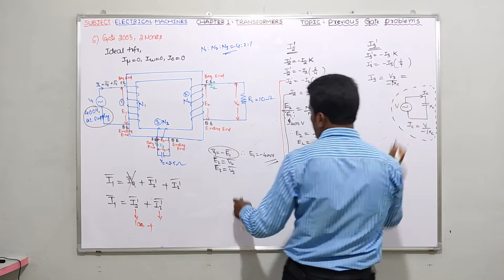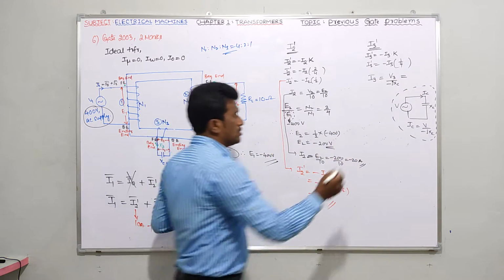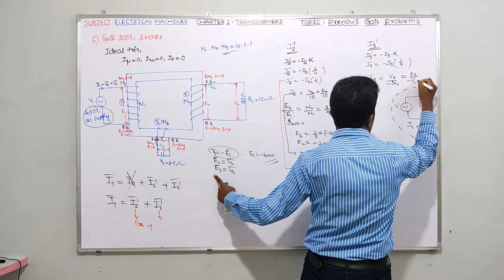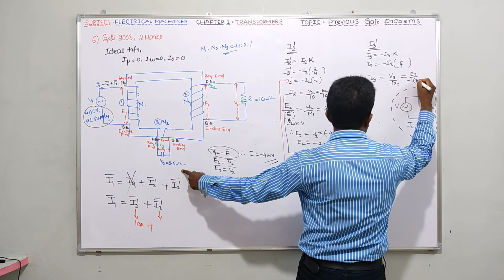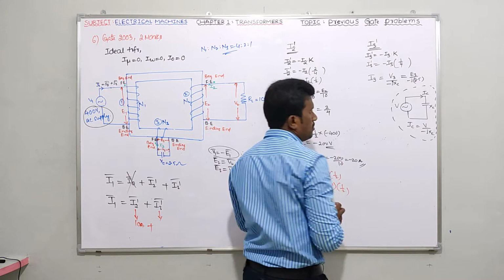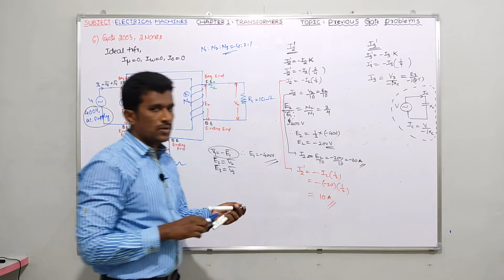So V3 is nothing but E3 only. So simply I can write E3 by minus JXC. How much is given in the question? 2.5. So if you know the E3 value, your answer will be completed. Now tell me, how can you find the E3 value once again?